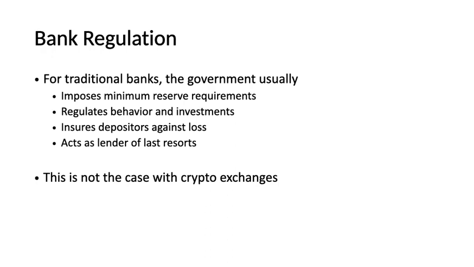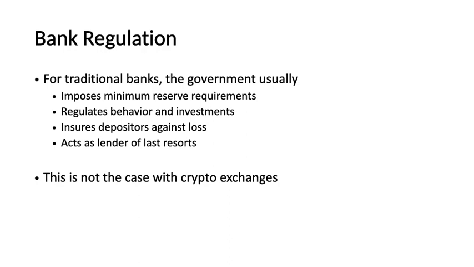And one difference between a crypto exchange and a normal bank is the regulation. For traditional banks, the government usually imposes minimum reserve requirements, which means they tell the bank how much cash they have to have on hand in order to avoid that bank run problem. They also will regulate the behavior and investments that a bank can make. This will ensure depositors against loss.